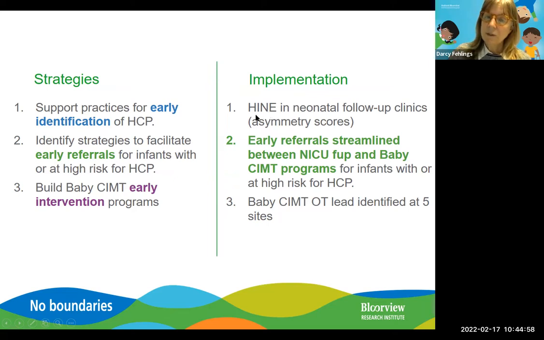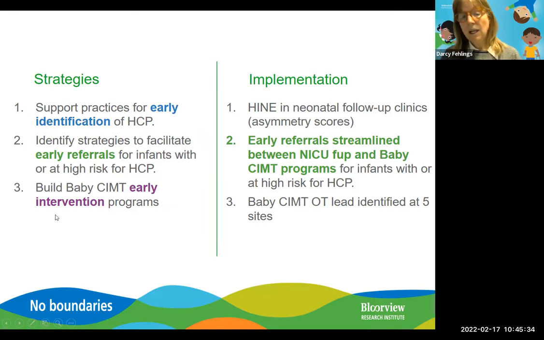It's a very effective tool for picking up hemiplegic cerebral palsy, in addition to all types of cerebral palsy, because it highlights an asymmetry score that puts that child at risk for hemiplegic cerebral palsy, and you can detect it quite early. We then, step 2, identified strategies to facilitate early referrals for infants with or at high risk for hemiplegic cerebral palsy through the neonatal follow-up by linking neonatal follow-up to baby constraint programs.